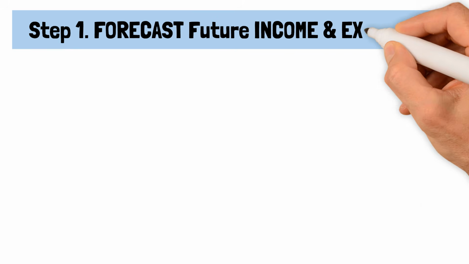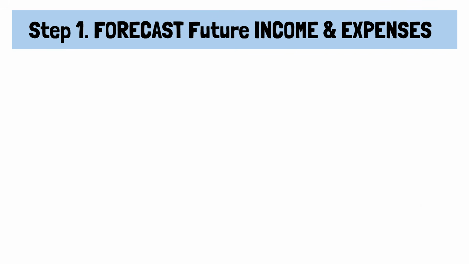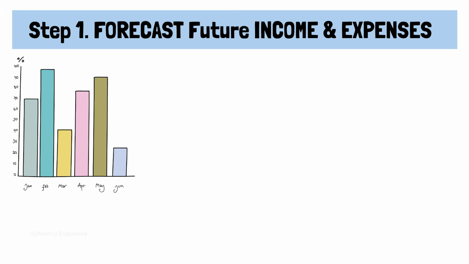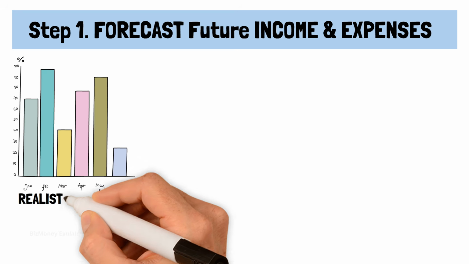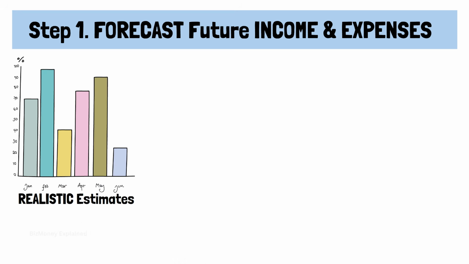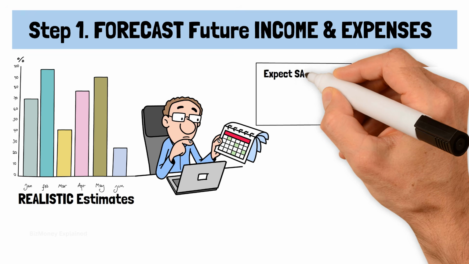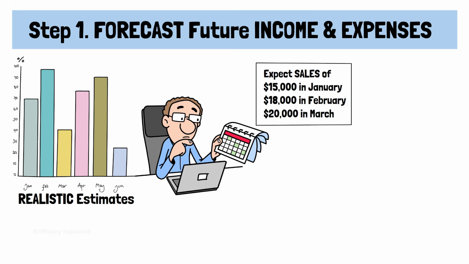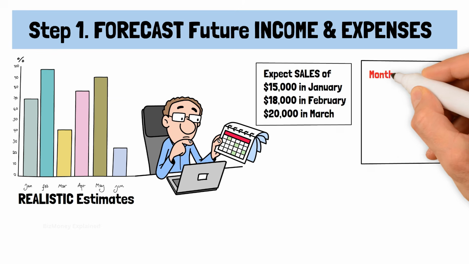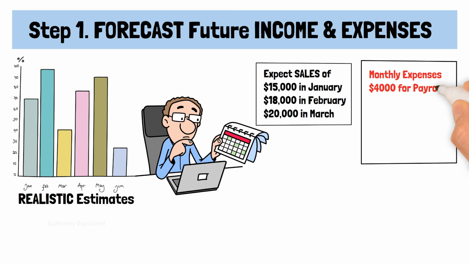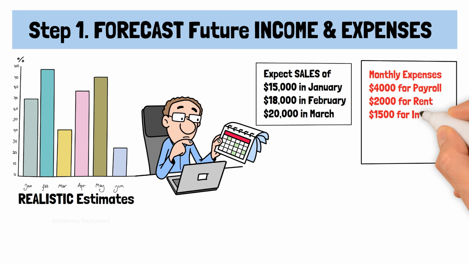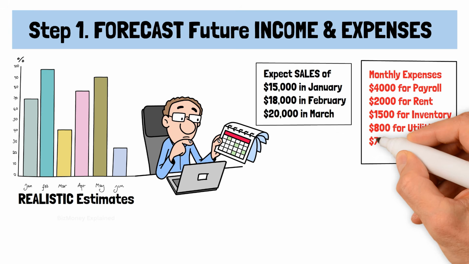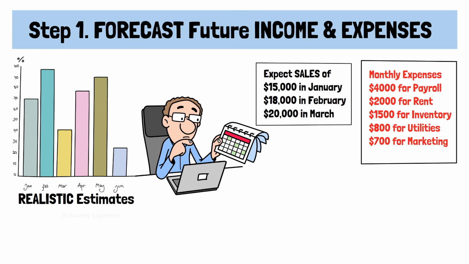Step 1. Forecast future income and expenses. The first step in cash flow planning is forecasting future income and expenses using realistic estimates. Imagine a business owner who expects sales of $15,000 in January, $18,000 in February, and $20,000 in March. At the same time, monthly expenses include $4,000 for payroll, $2,000 for rent, $1,500 for inventory purchases, $800 for utilities, and $700 for marketing.